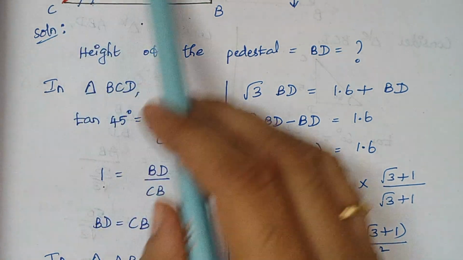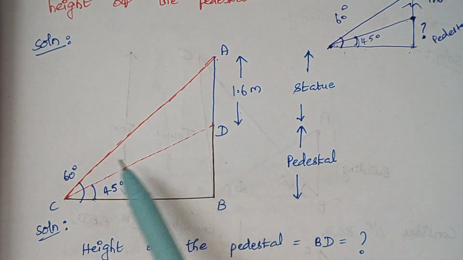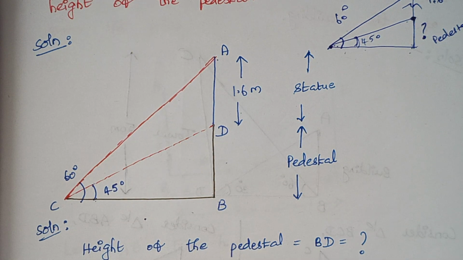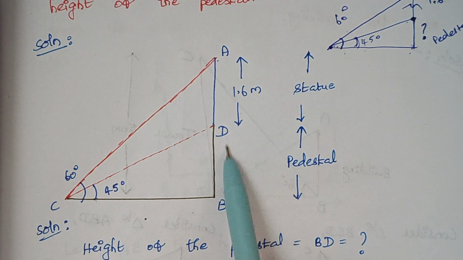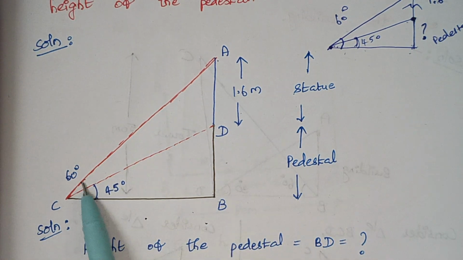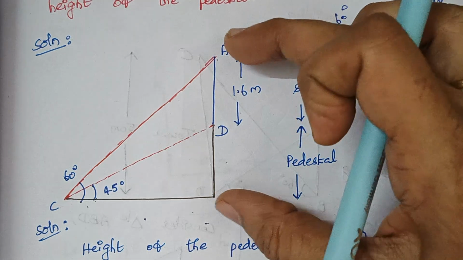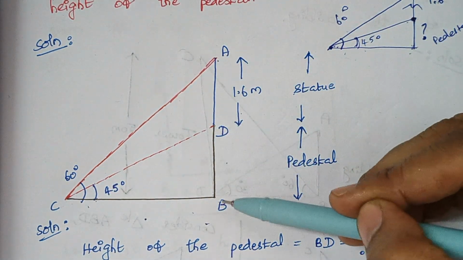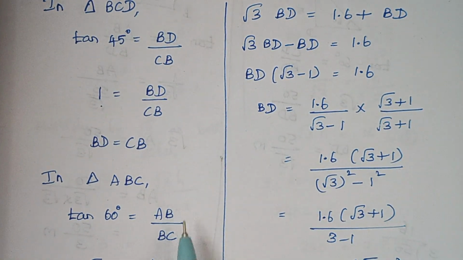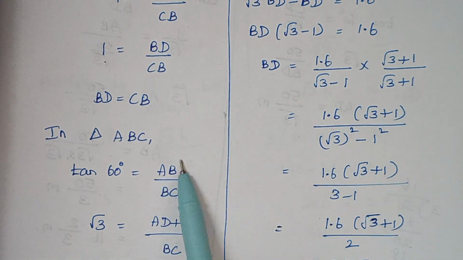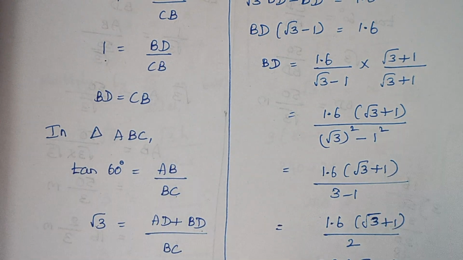The next thing is to consider the bigger triangle. So again, consider this triangle. Here again, choose the same tan value, right? Because this is your opposite and this is your adjacent side. We need a term which is present in the opposite side. So here tan 60 is given by AB by BC, right? Again, this AB can be written as AD plus DB. So tan 60 is AB by BC, and AB is written as AD plus BD, divided by BC. Here the value of tan 60 is root 3.